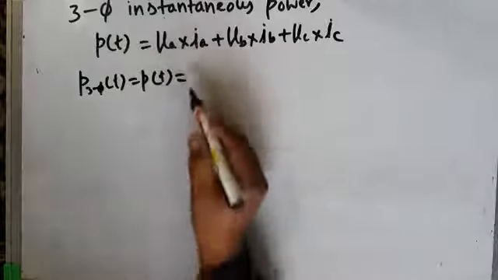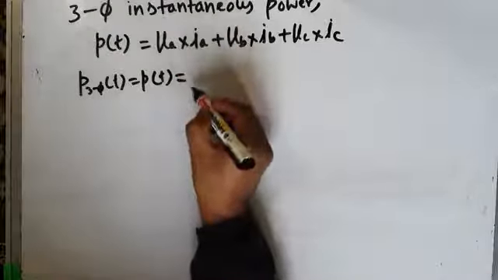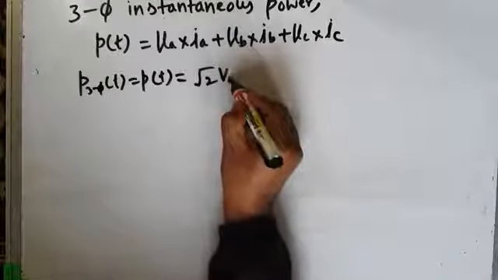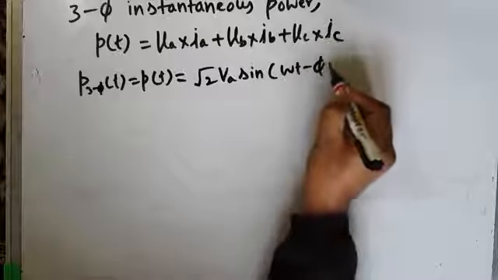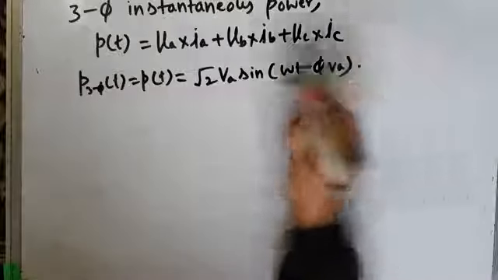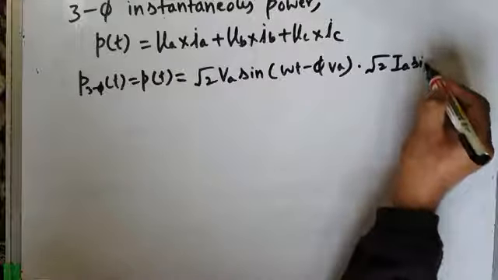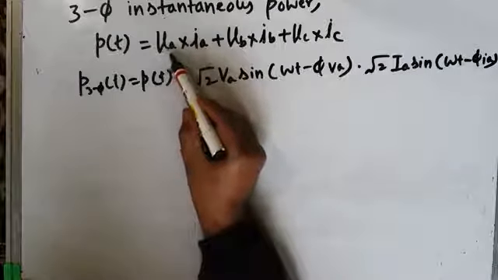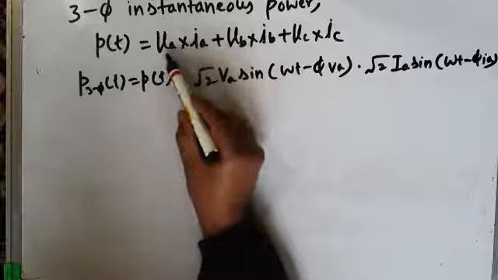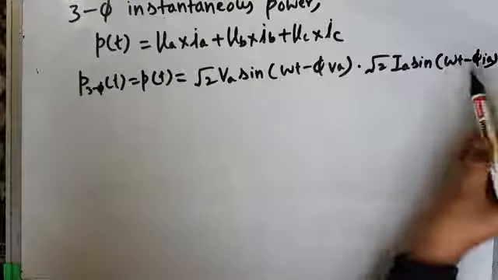Three-phase instantaneous power is equal to, what is VA, instantaneous phase voltage VA? It is root 2 VA sine of omega t minus phi VA, right? Into IA. IA is root 2 IA sine of omega t minus phi IA. So that is the product of phase voltage VA and phase or line current IA. VA into IA. This is VA, this is IA.